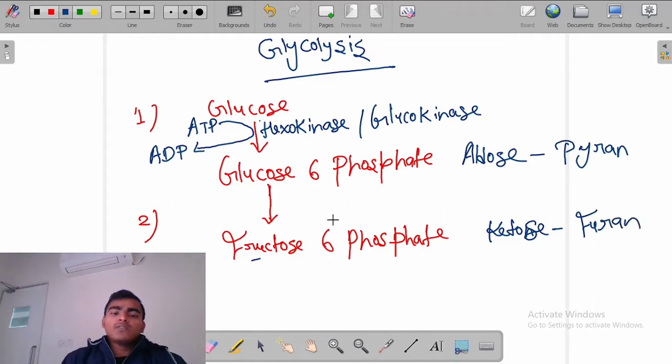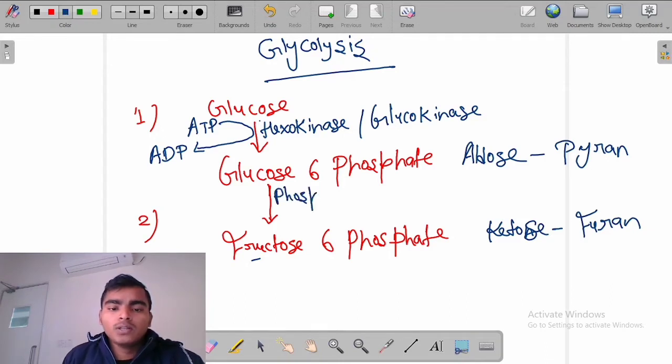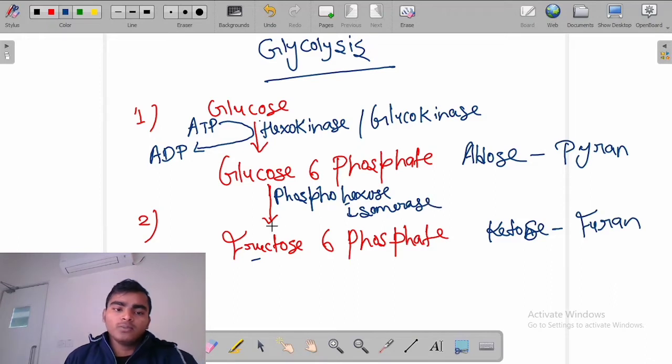So glucose 6-phosphate is going to be converted into another isomer of it, that is fructose 6-phosphate. That's why the enzyme here is a kind of isomerase. The class of the enzyme is isomerase, and since it plays a vital role in the conversion of glucose 6-phosphate, its name is phosphohexose isomerase. This is the second step of glycolysis.